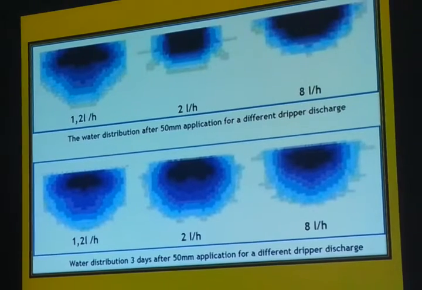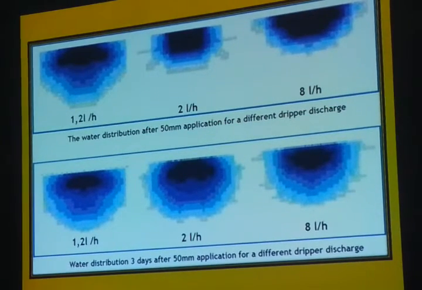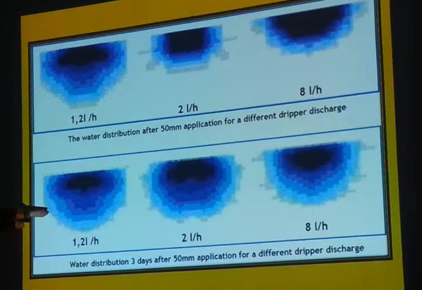8. Okay. We give the same amount of water. The same amount of water. This is just after giving the water, this is 3 days later.